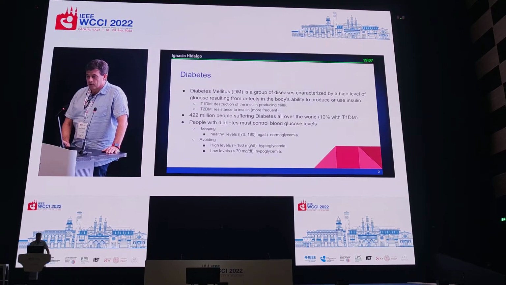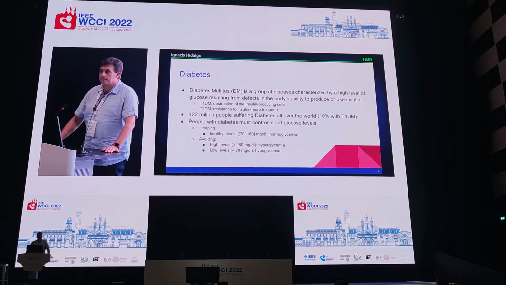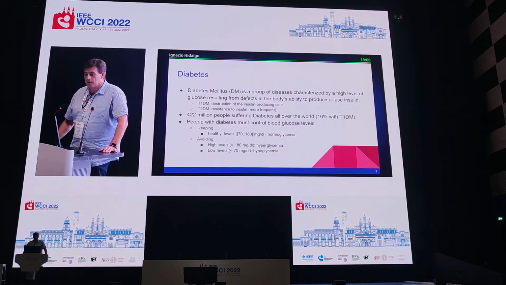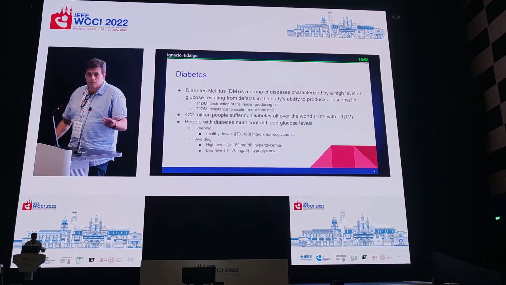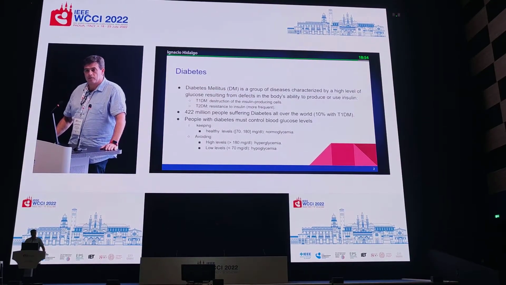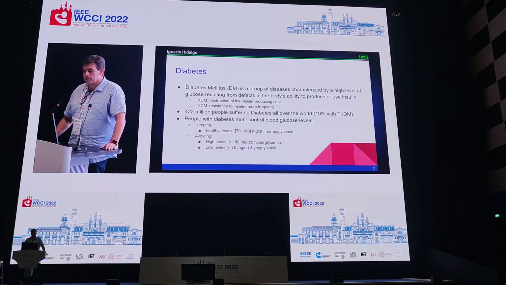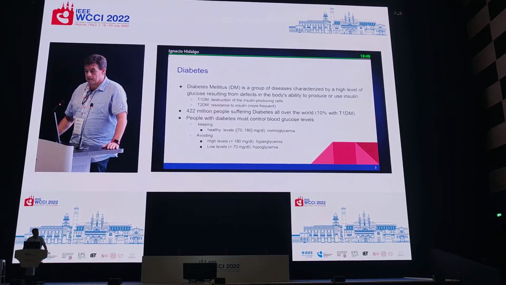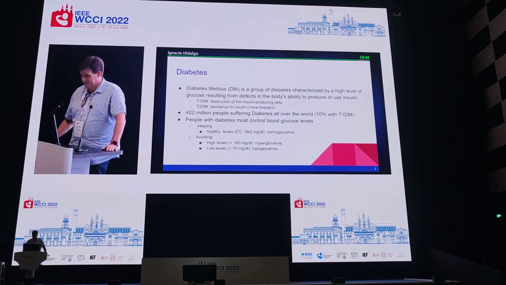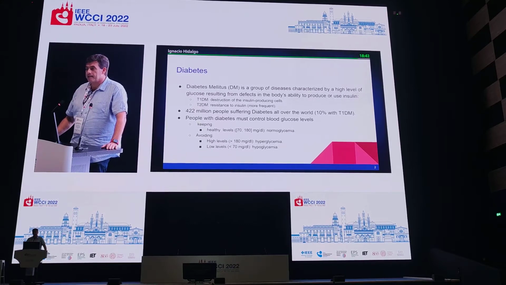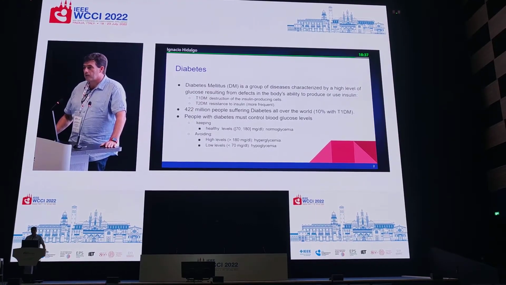So diabetes is a group of diseases characterized by a high level of glucose in the blood, resulting from two main types, depending on the body's problem to produce insulin, which in this case we are talking about type 1 diabetes. And in the case that we have a resistance to the insulin, we are talking about type 2 diabetes.